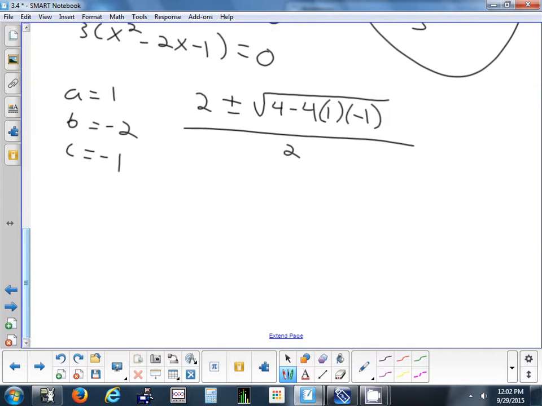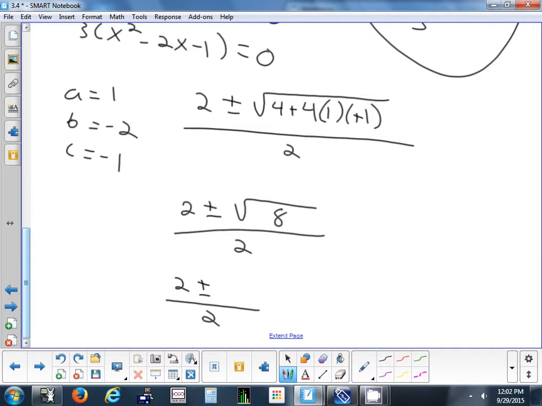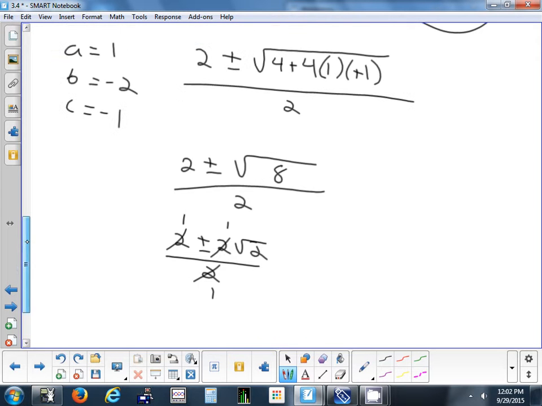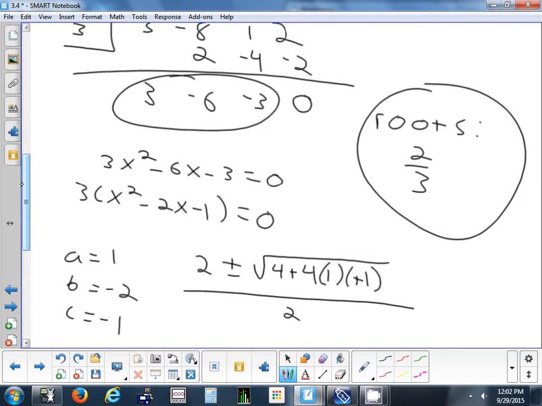What happens with minus minus here? Yep, becomes a plus. So now we're good. We're not going to get imaginaries. So we're going to get 2 plus or minus the square root of 8 over 2. How can we write the square root of 8? 2 times the square root of 2. And we can cancel the 2 everywhere except under the root. 1 plus or minus square root 2. Yep. 1 plus or minus square root 2.